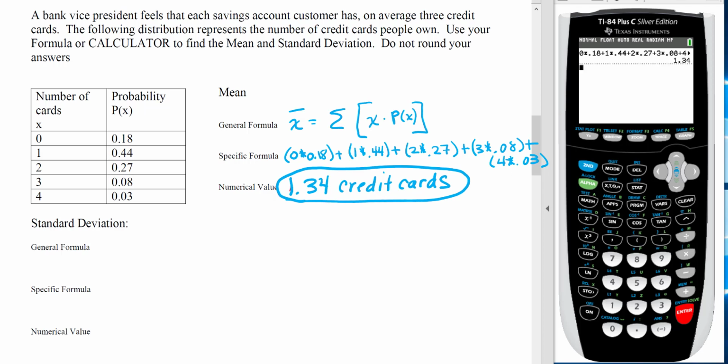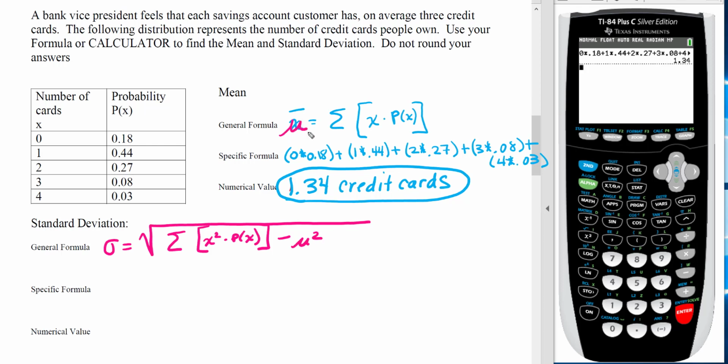Now the standard deviation. The standard deviation formula is given as the square root of the sum of the x squareds times the probabilities minus the mean squared. Remember, this mean, the sample mean, and the population mean calculation is actually the same. So filling this in, it's going to look like this. It's going to be long.